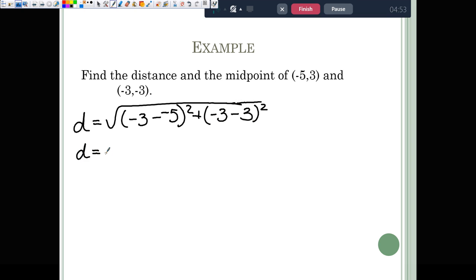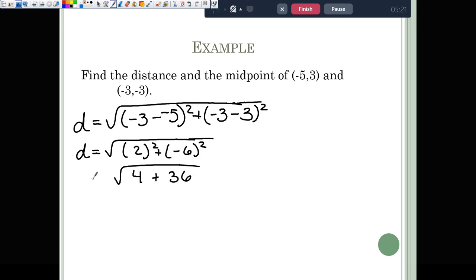So -3 plus 5. That is 2. That would be 2 squared. All right, negative 3 minus 3, negative 6 squared. And that will give me 4 and 36, which is 40.